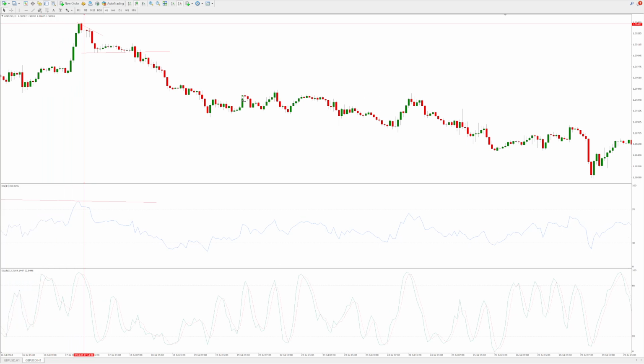Obviously candlestick patterns, always be aware of them. I have lots of videos on candlestick patterns you can use for timing your entry. You have a shooting star there as one example. Another one there.